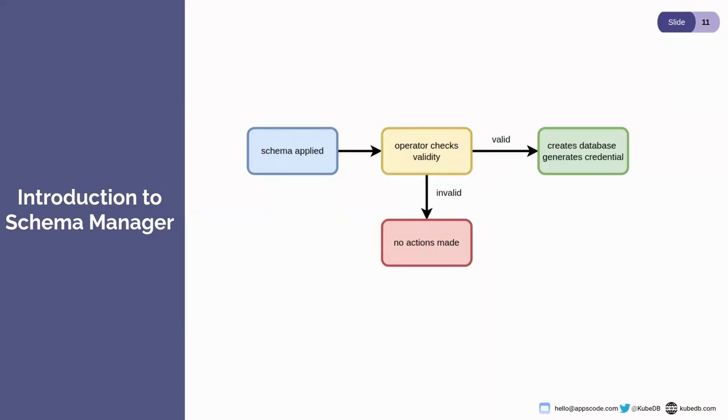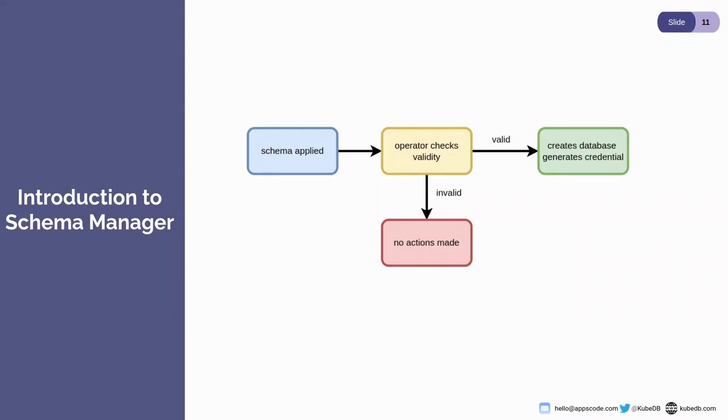he would apply some YAMLs of our schema manager CRDs, and inside our cluster our operator is running. It will check the validity of that YAML, and if the CRD is valid, then it would create a database inside the targeted database server with a declared database configuration. It would also get all the privileges for that user, generate credentials, and provide those credentials to that user. And if it fails the validity checks, then there would be no action taken against that YAML or that CRD.